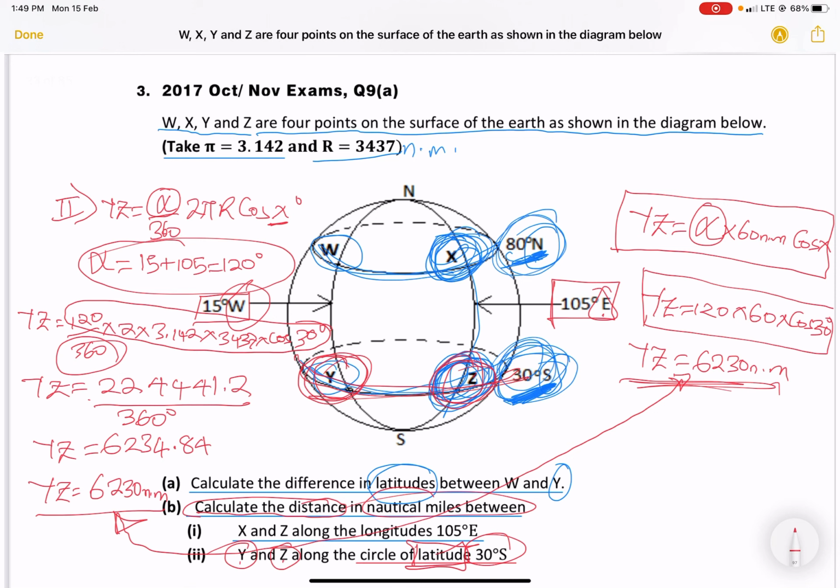Let us solve another question on earth geometry. Thank you.